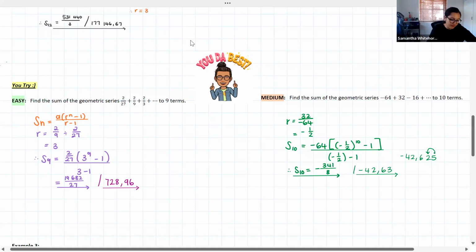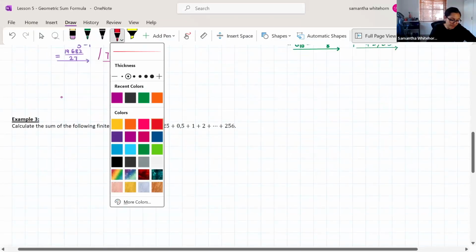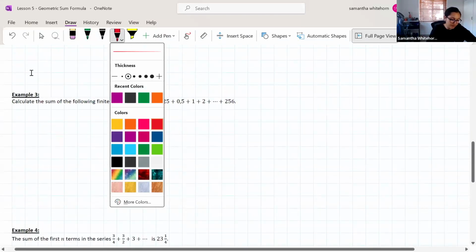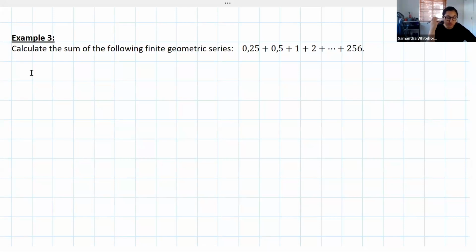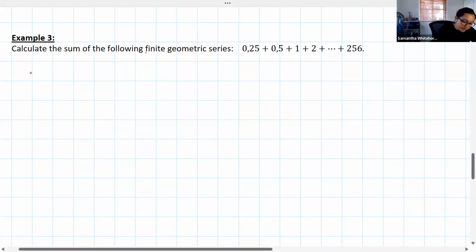Alrighty, let's have a look at example 3. If we now have a look at example 3, we've been asked to calculate the sum of the following finite geometric series: 0.25 or a quarter, plus a half, plus 1, plus 2, plus ... to 256. So there's a couple of things we need to take note of here, grade 12. Firstly, finite means it ends. So this 256 is the last term of this series that we are working with. It doesn't go beyond that. That is my last term.